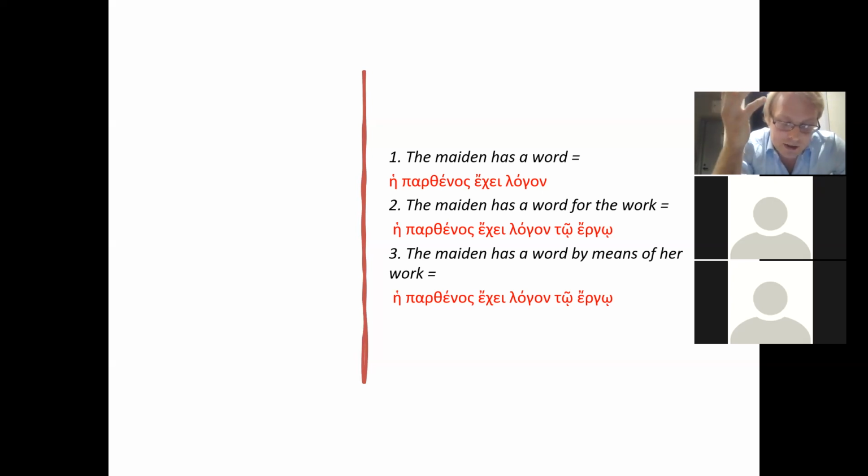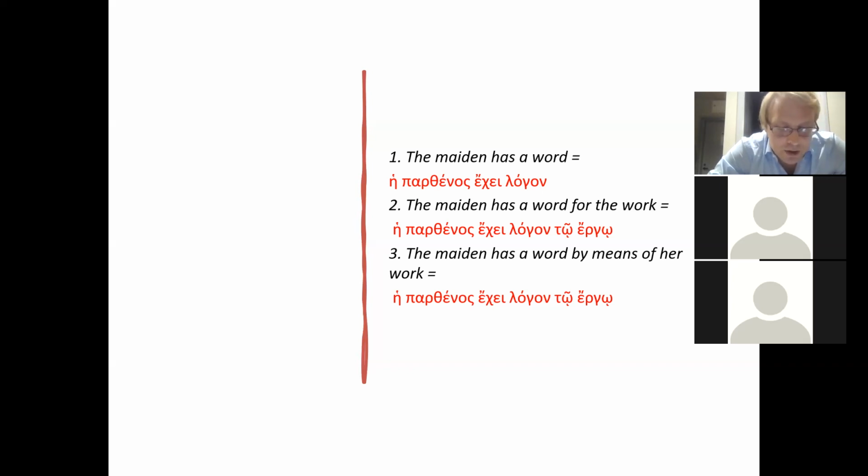The maiden has a word for the work can be changed to, for example, the work has a word for the maiden. And we then get two quite opposite meanings. Although in both sentences, the forms of each individual word are the same.